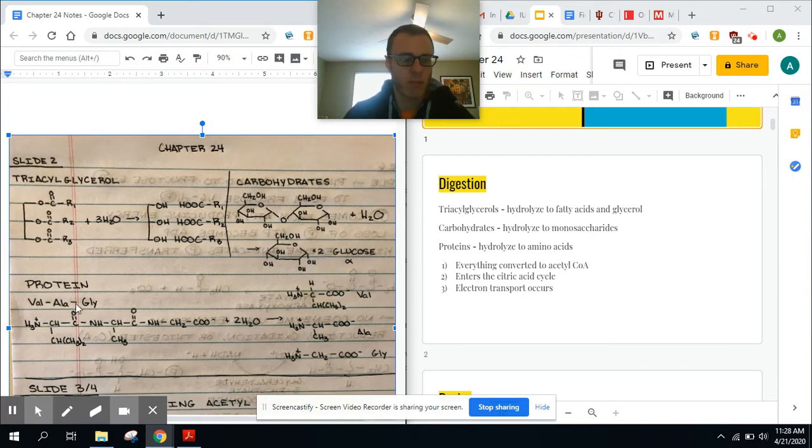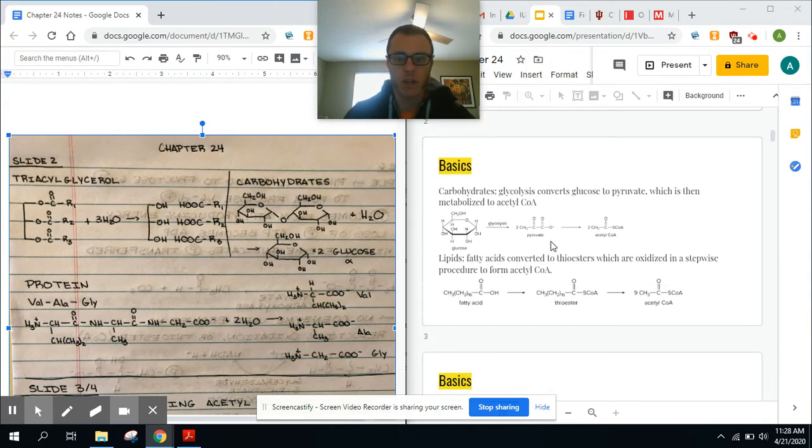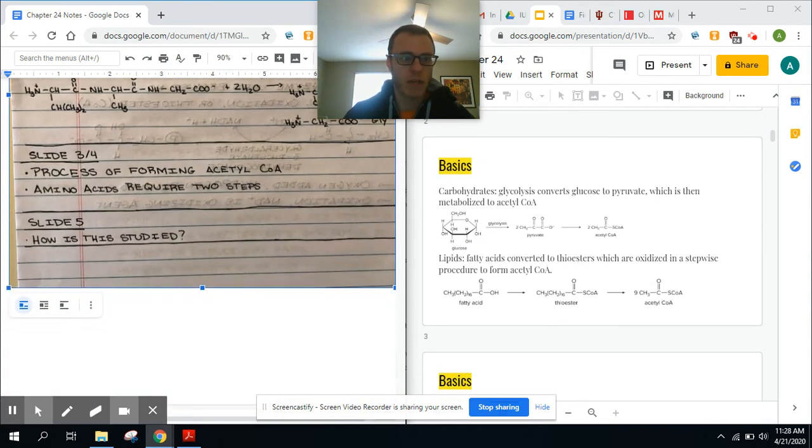There's our monosaccharide. And then proteins: valine, alanine, and glycine. I picked ones that were really easy to draw. These break apart, again using water, into their amino acid components. So that's what we have. All right, now we're going to go to the basics.